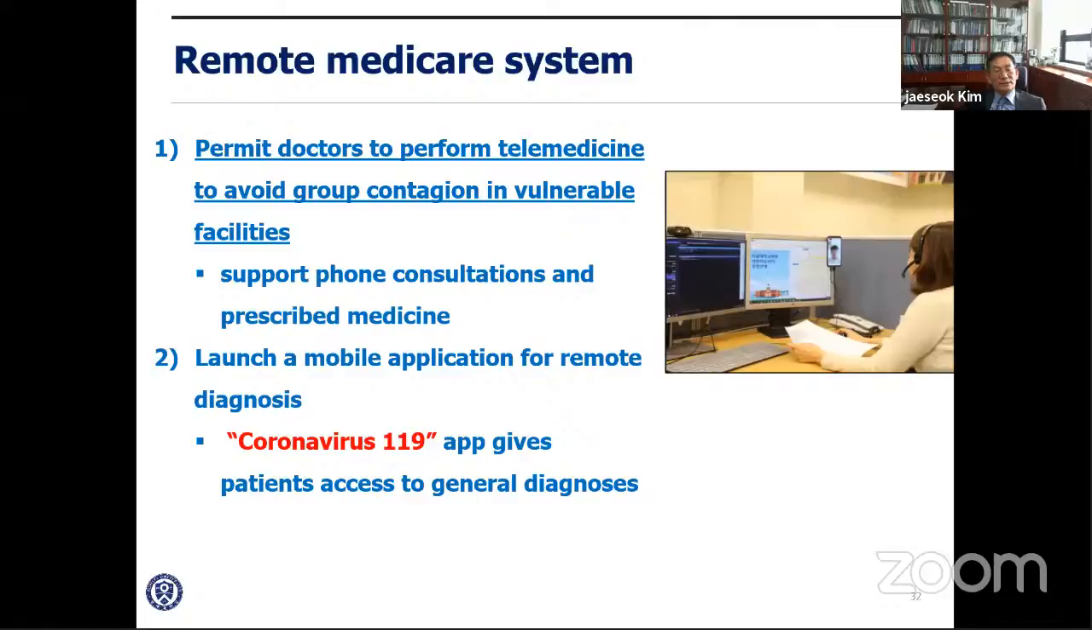We also provide a remote Medicare system, which permits doctors to perform telemedicine to avoid group contagion in vulnerable facilities. It supports phone consultations and any prescribed medicine. We also launched a mobile application for remote diagnosis called the Coronavirus 119 app.